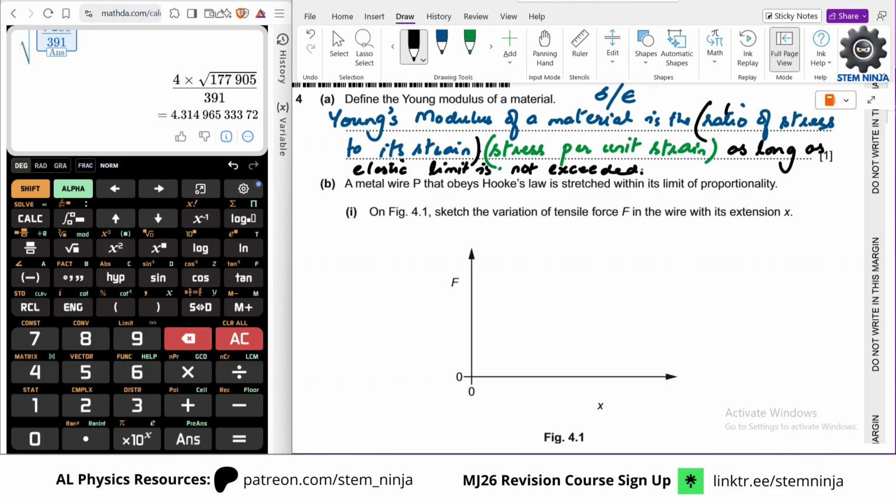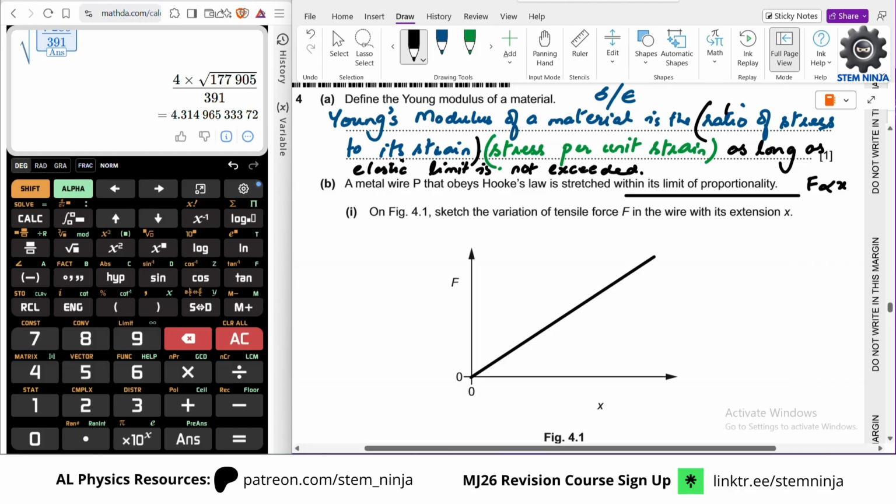A metal wire P that obeys Hooke's law is stretched within its limit of proportionality. That means we are talking about this proportionality. This means a straight line, and this also means it's going to pass through the origin. On figure 4.1, sketch the variation of tensile force F in the wire with its extension X. So that's it. Straight line passing through the origin.